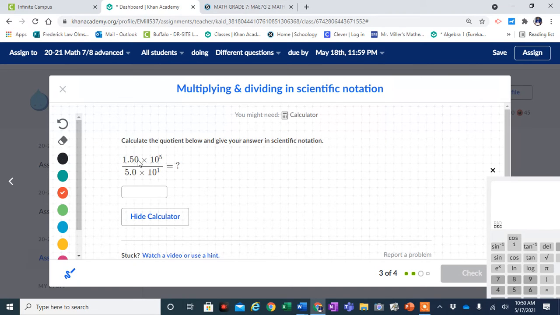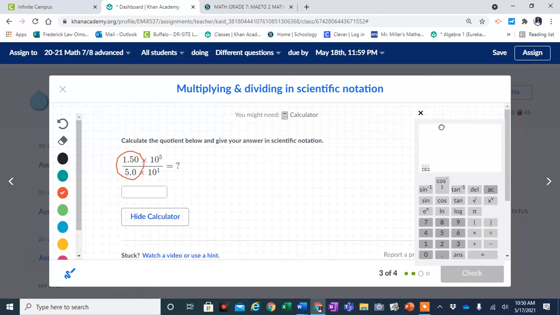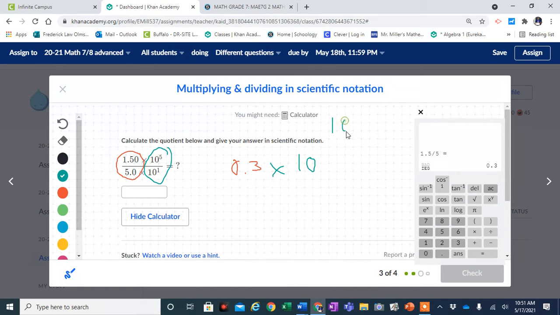Okay, for this one, same as before, we have to divide these two numbers. So if we pull out the calculator, we got 1.5 divided by 5. That is 0.3. Then we need to do this part. So again, it would be times 10, and remember that this would be 10 to the 5 minus 1. So that means this would be 10 to the 4th.